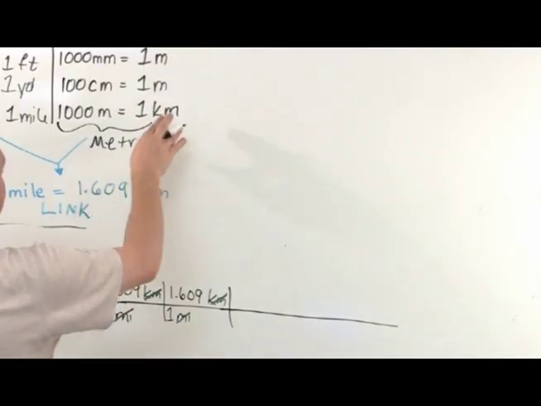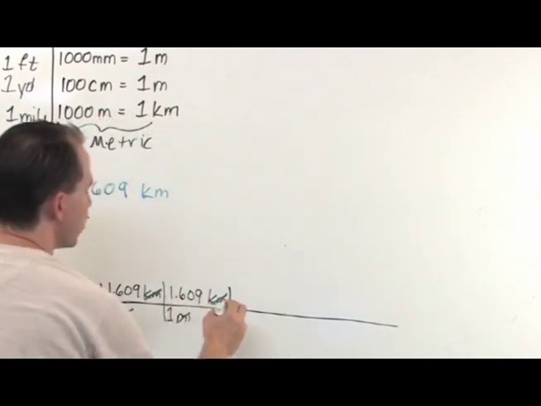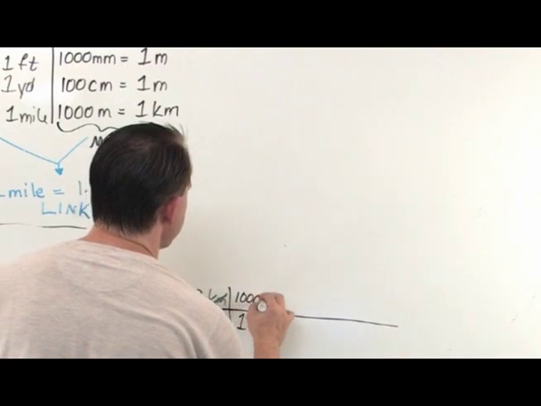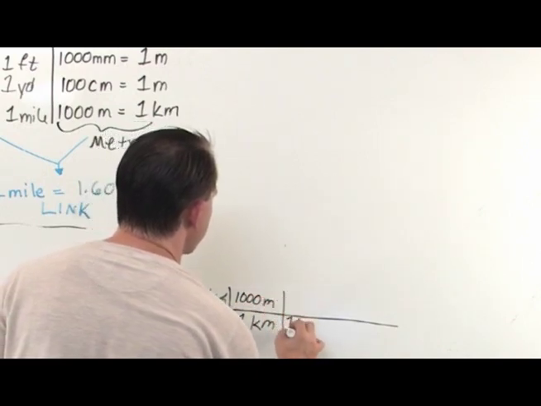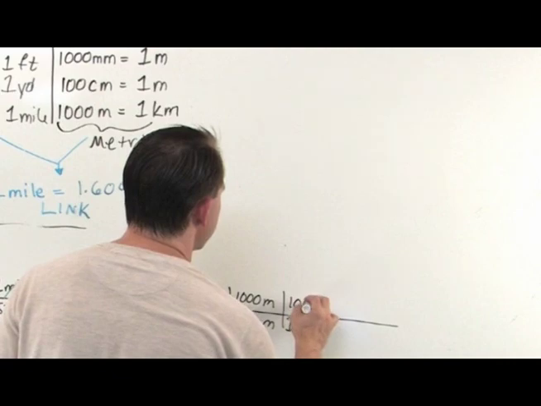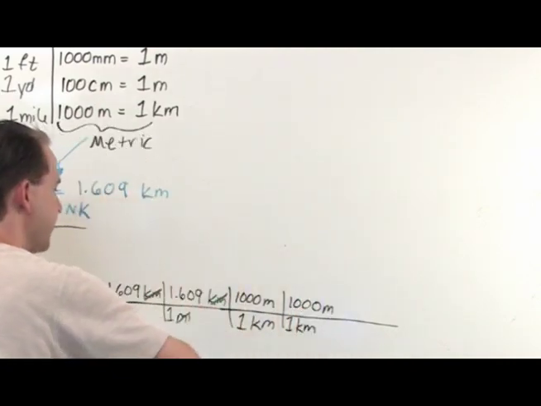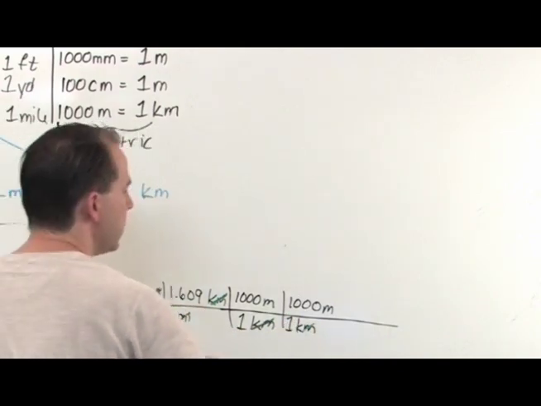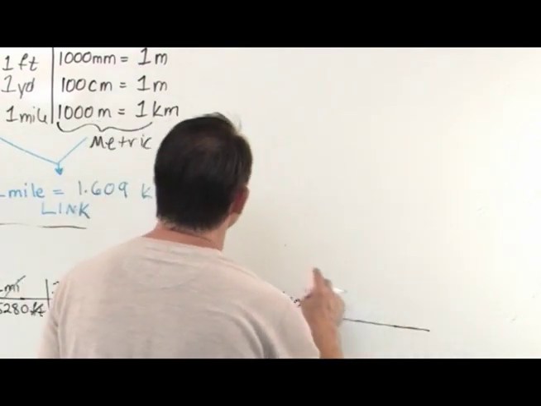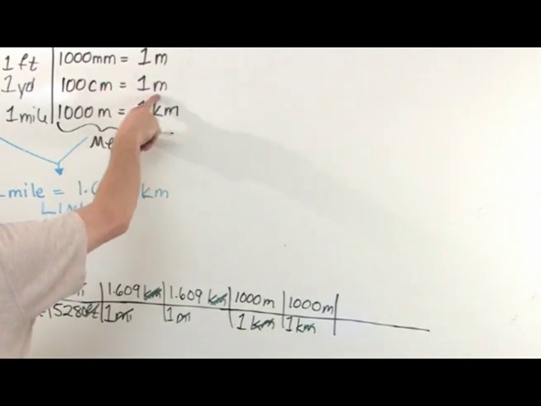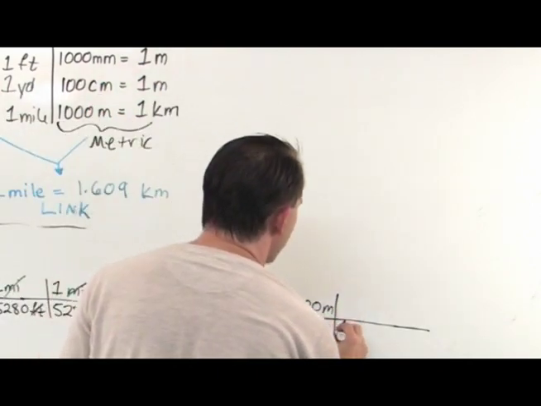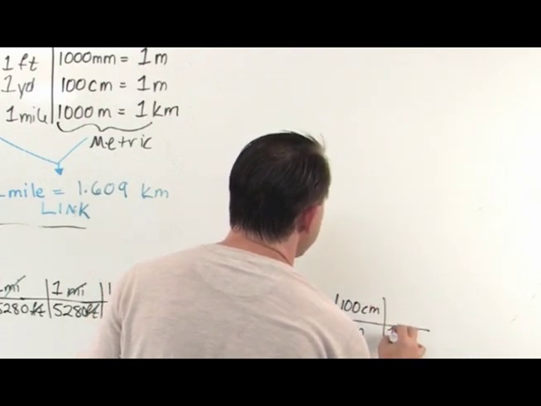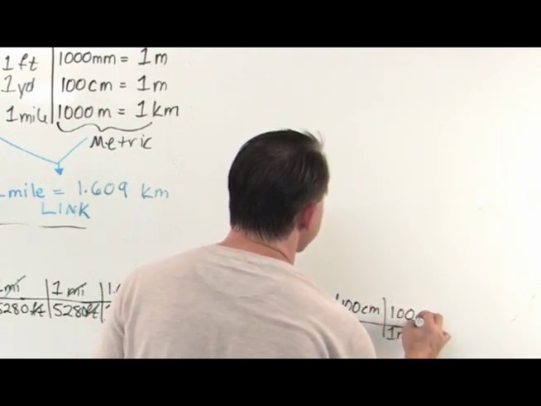And I know that 1 kilometer is 1,000 meters, so I'm going to write it as 1 kilometer is 1,000 meters, and I'm going to do it again. 1 kilometer is 1,000 meters, and I'm going to write it like that because kilometers cancels with kilometers and kilometers cancels with kilometers. Okay? Now, finally, the home stretch. We know that 1 meter is 100 centimeters, so I'm going to write it as 1 meter is 100 centimeters, and 1 meter is 100 centimeters.